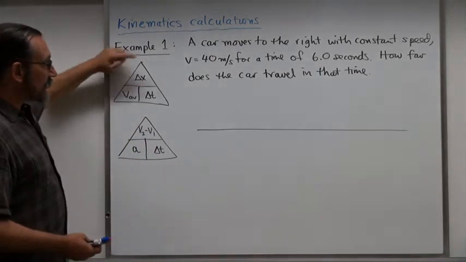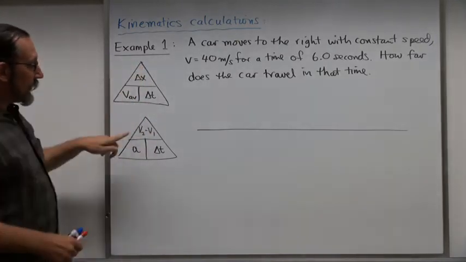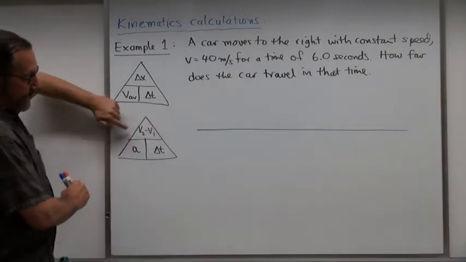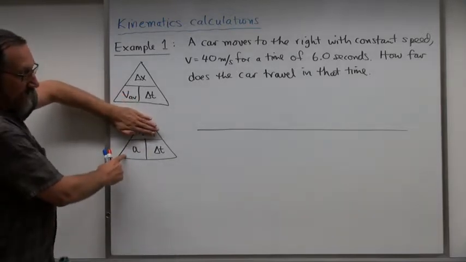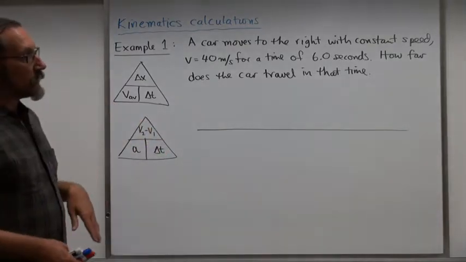If we want to find the displacement, it's the average velocity times time. Or if we wanted to find the change in velocity and we knew the acceleration, we could cover it up and see the change in velocity is actually the acceleration times the time, because they're next to each other. We'll do more of that as we go along.